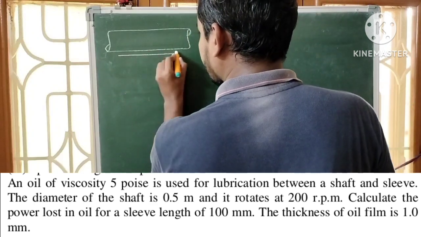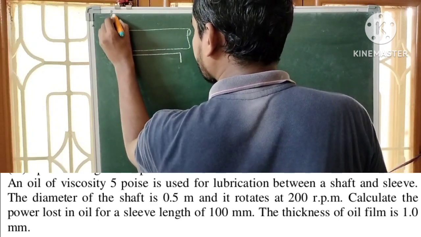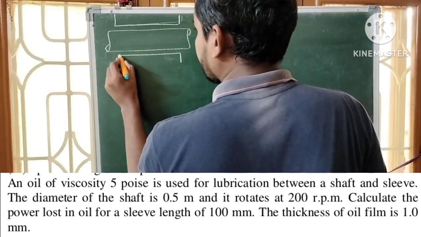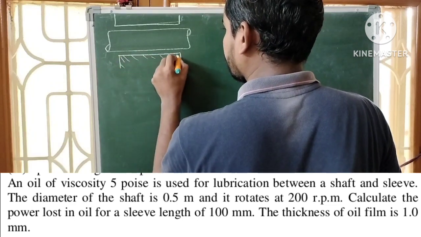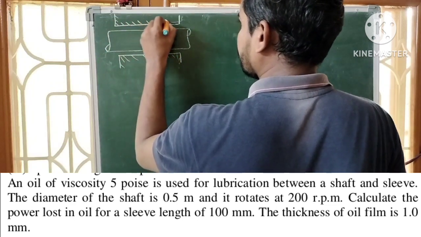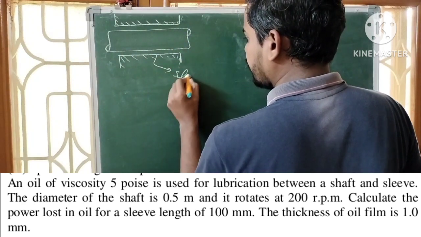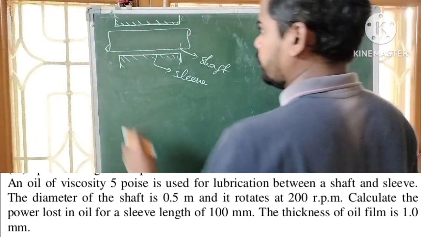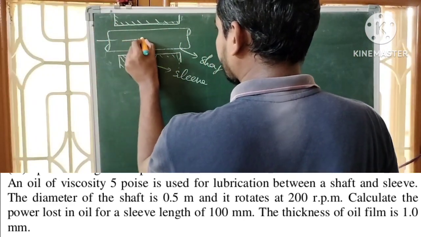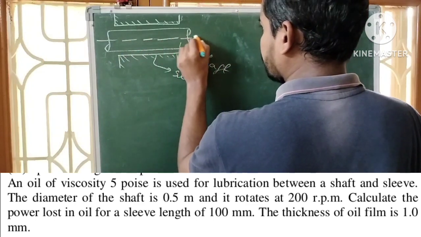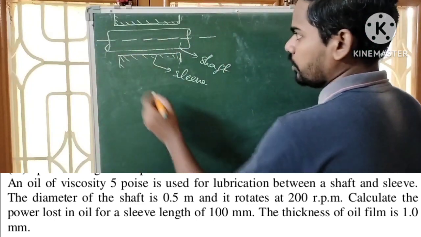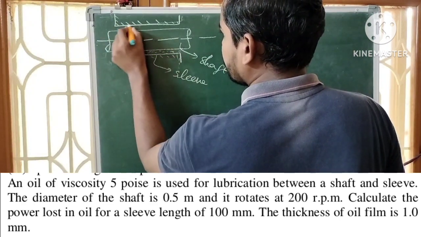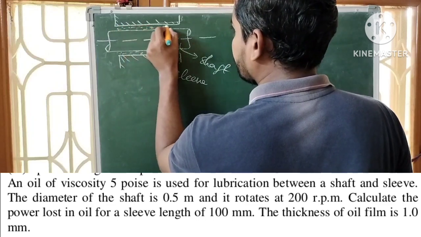and sleeve. This is the sleeve and this is the shaft. The rotating machine element is called the shaft. This space is filled with oil. The clearance between shaft and sleeve is filled with oil.